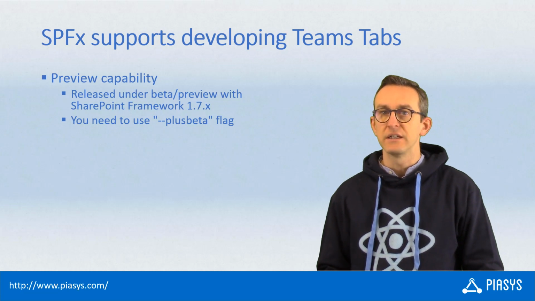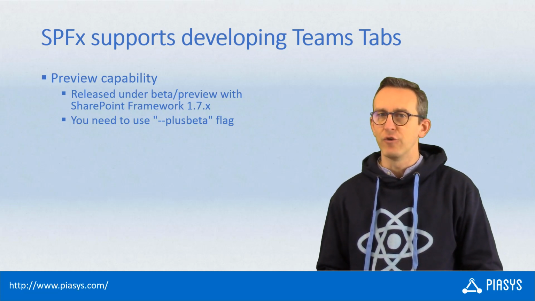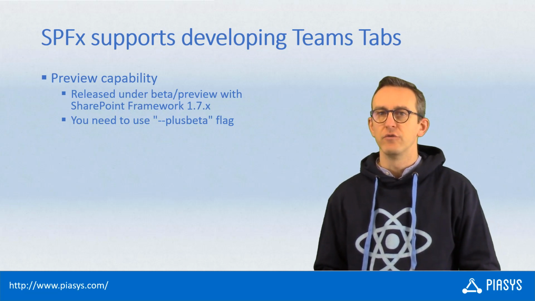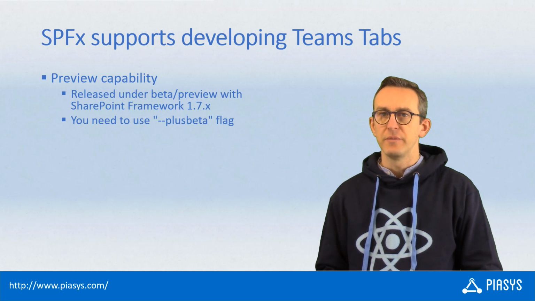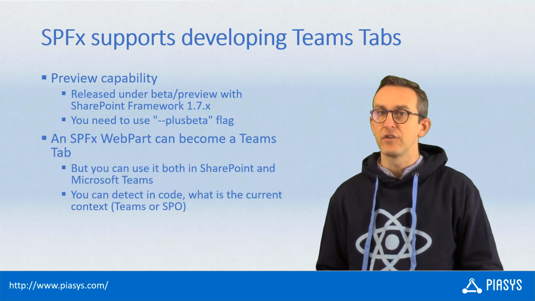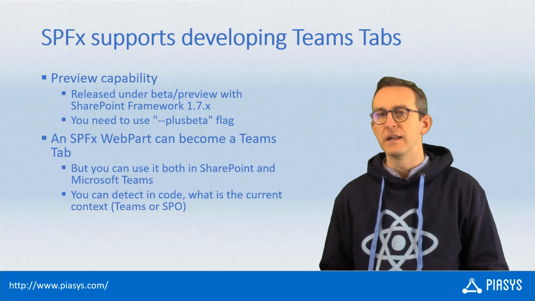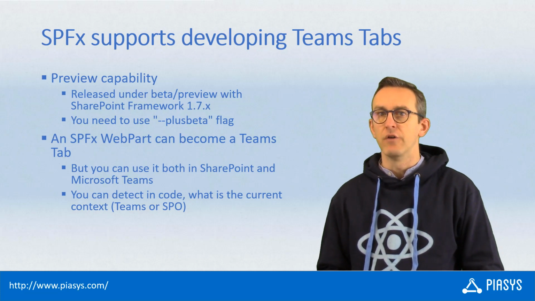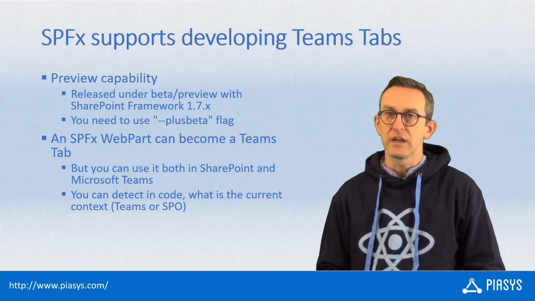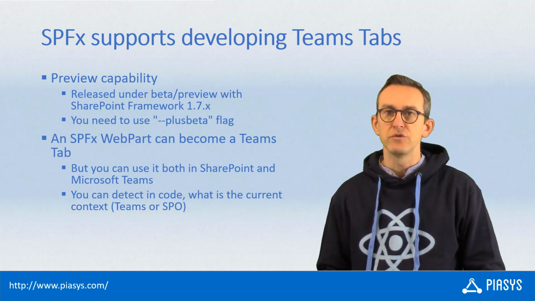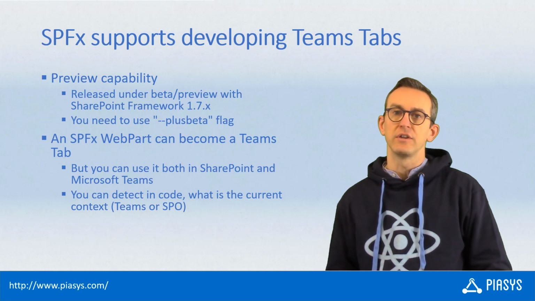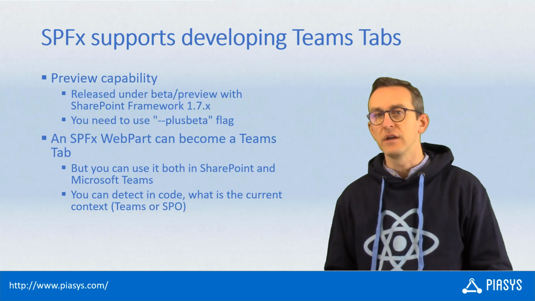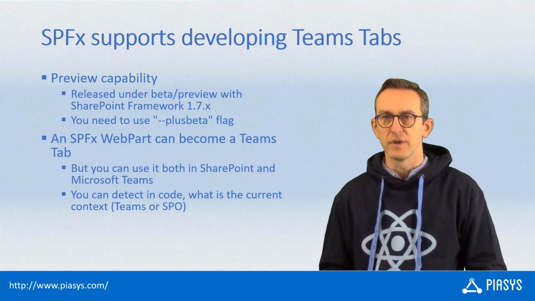In order to do that, you have to do the scaffolding of SharePoint Framework solutions using the --plus beta flag with the Yeoman generator. By doing that, you will be able to create a web part that can be executed both in SharePoint Online and in a tab of Microsoft Teams. And within the client-side web part, you will be able to determine if your web part is running in the context of SharePoint Online or in the context of Microsoft Teams.